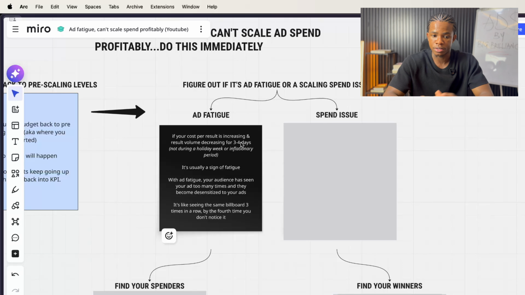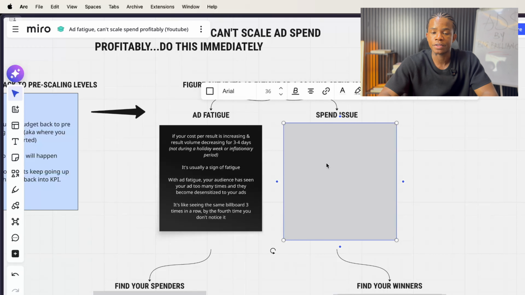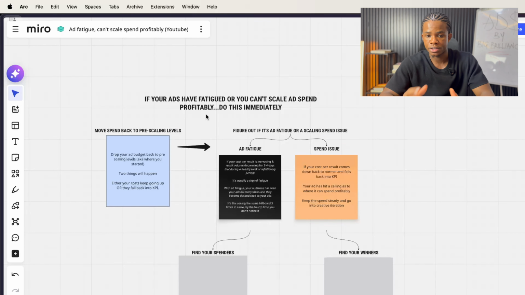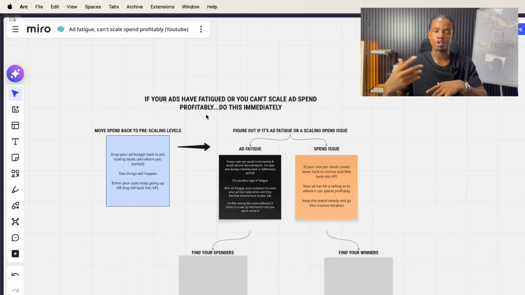So what you have to do is go into creative iteration, and you want to find the spenders, which we're going to explain in a second. But all you want to do is go into creative iteration there, because your ads are fatigued. Now, if it's a spend issue, usually what's going to happen is your cost per result is going to come back to normal, and your ads are also going to fall back into KPI. And this usually just points to your ads hitting the ceiling as to where you can spend profitably. So all you have to do here is keep the spend steady and go into creative iteration, creative refresh, right? So these are usually the 2 issues that you're going to find if your ads are fatigued or you can't scale ads profitably. That is the first thing. So we want to find out what the bottleneck is, and when we find that, then we go in and attack that.